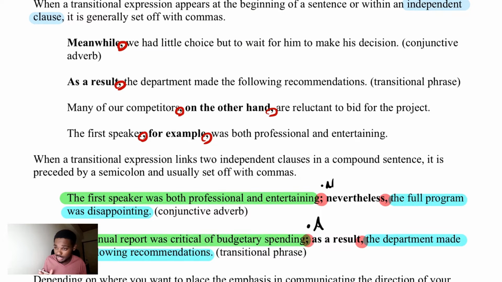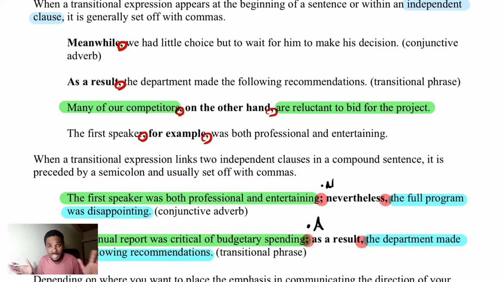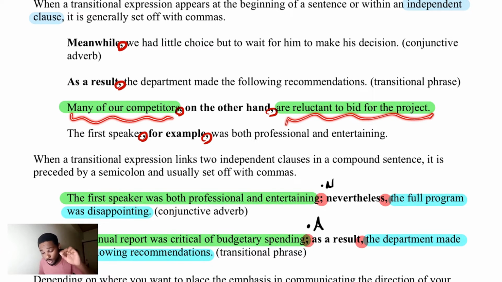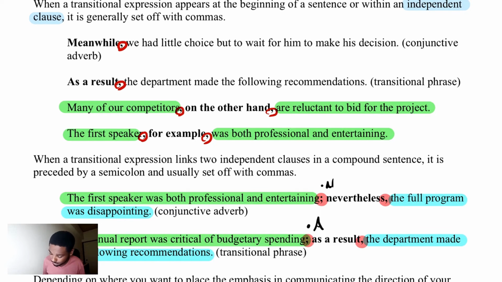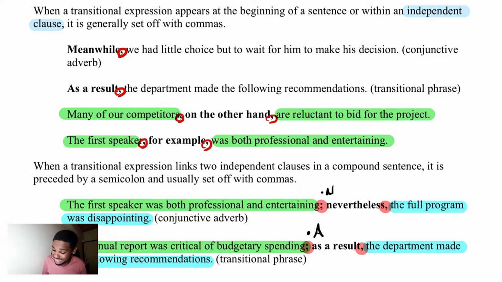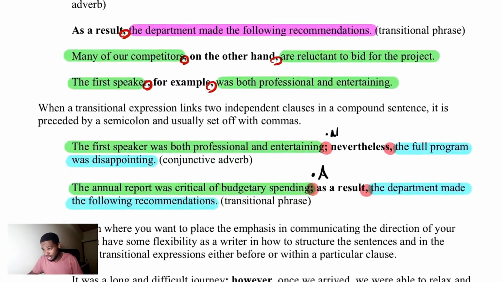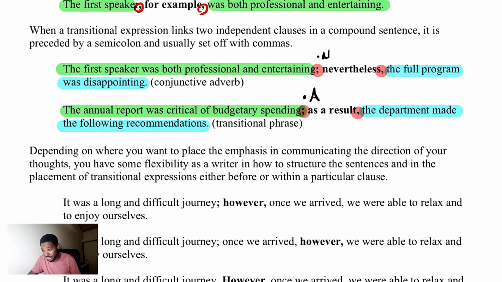In the single independent clause, this is one independent clause, so I'm going to use one color. Many of our competitors are reluctant. This is one. You couldn't just say this on its own: Many of our competitors, full stop. No, it doesn't make sense. The complete clause is many of our competitors are reluctant. So if you're going to throw a transition within that one clause, you surround it by commas, right? If you're going to put the transition at the beginning, then you just write the transition and you put a comma, right?